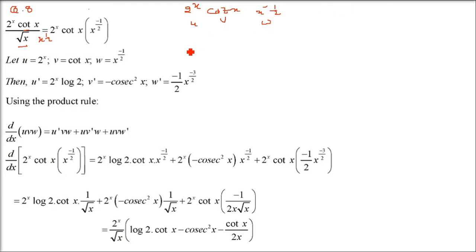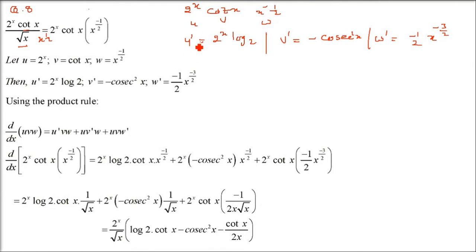Now what will be u dash? U dash, this is a to the power x, so it will be a to the power x log a. So 2 to the power x log base e 2. V dash is what? Cot x differentiation is minus cosec square x. And w dash will be what? It will be minus half x to the power minus half minus 1, so minus 3 by 2 it will be.